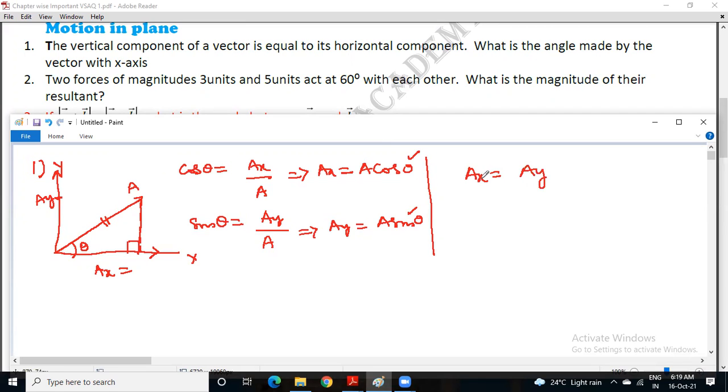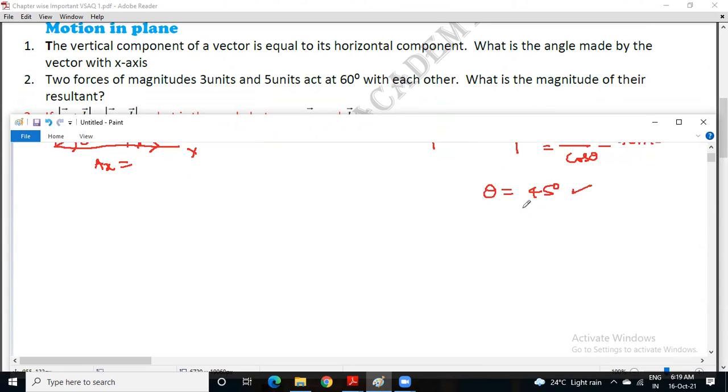So what did you get for Ax? A cos theta. And what did you get for Ay? You got A sin theta. So A and A get cancelled, and sin theta by cos theta is equal to tan theta, that is equal to 1. So at what angle will tan theta be 1? At an angle theta of 45. So 45 degrees is the answer. Now let us proceed with the second question.